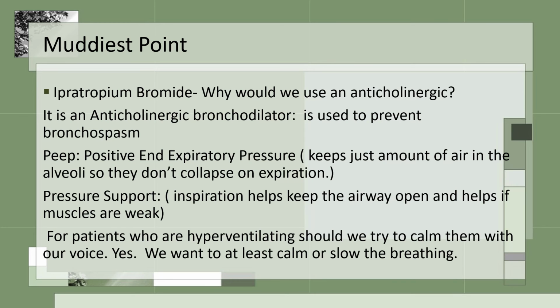Ipratropium bromide, why would we use an anticholinergic? It's actually an anticholinergic bronchodilator, and it basically calms those smooth muscles in the airway, and it prevents bronchospasm. PEEP, that's positive end-expiratory pressure. It keeps just enough air in the alveoli so they don't collapse on expiration. So it's expiratory. And pressure support, it's inspiratory help. It keeps the airway open and helps if muscles are weak.